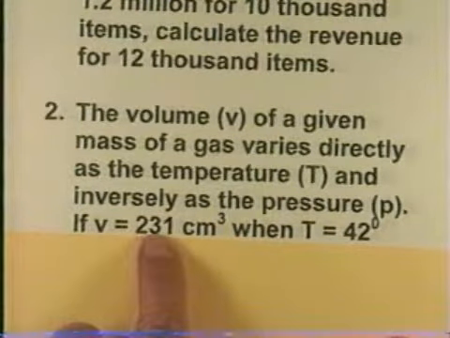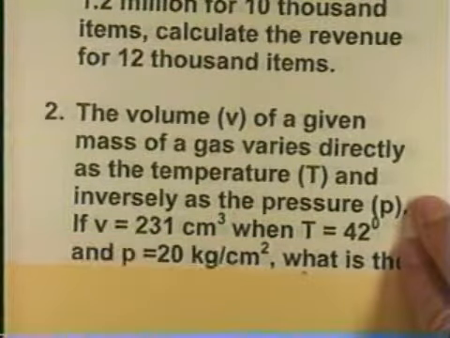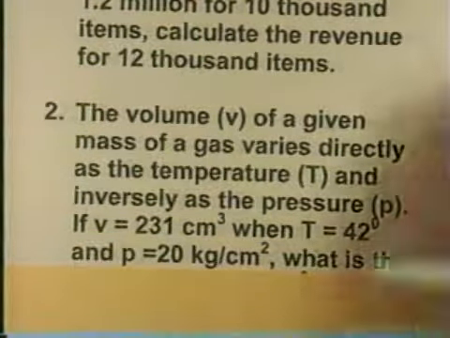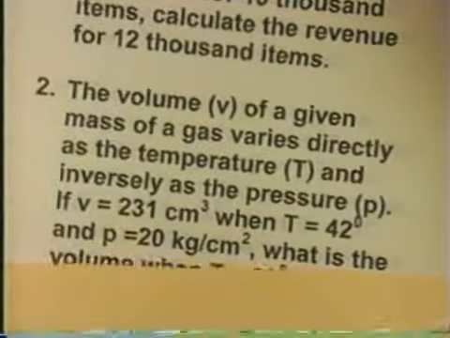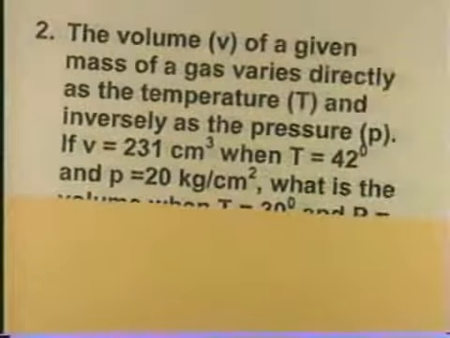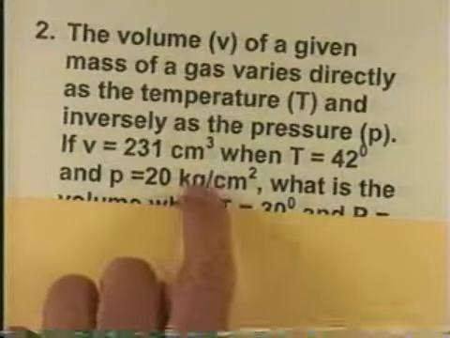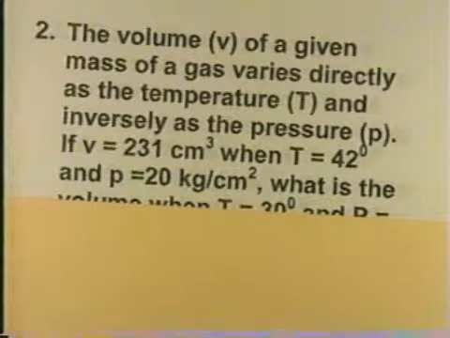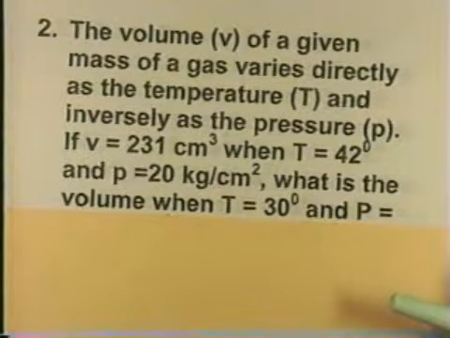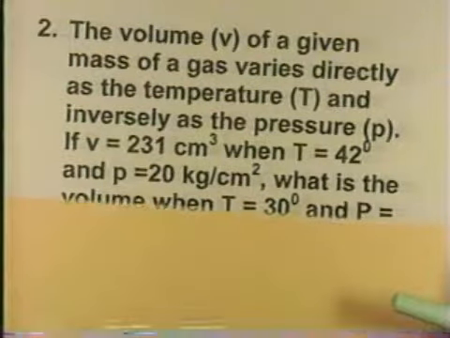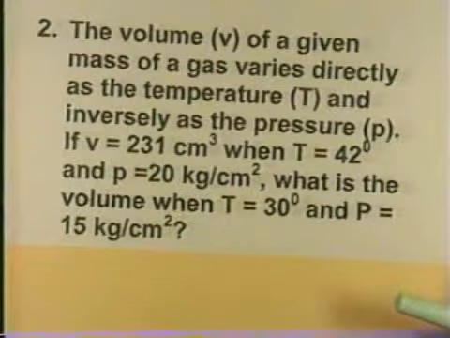If V is equal to 231 cubic centimeters when T is 42 degrees and P is 20 kilograms per square centimeter, now don't get confused with the units. These are just units that are going to make things work out. So a cubic centimeter is just a unit, a degree is just a unit, and a kilogram per square centimeter is just a unit. So these are units, and they will work out. What is the volume when T is 30 degrees and P is 15 kilograms per square centimeter?